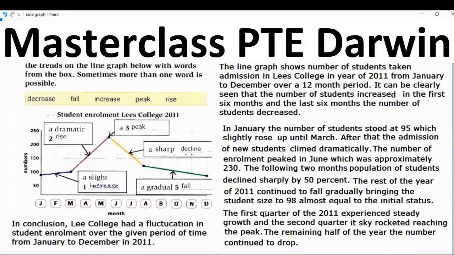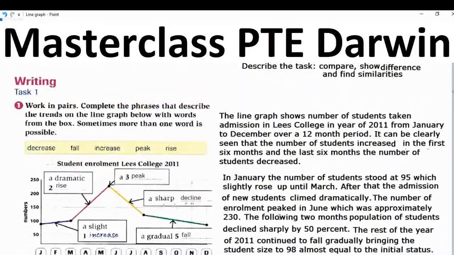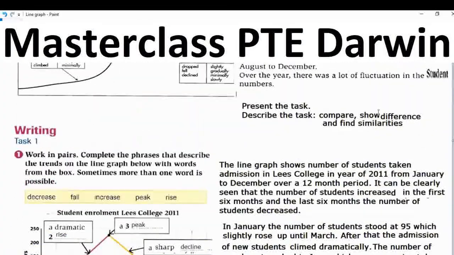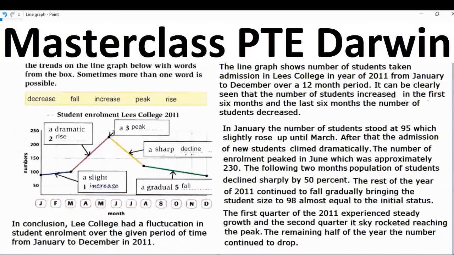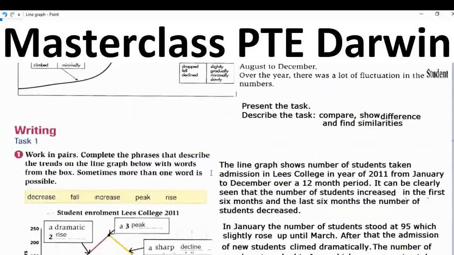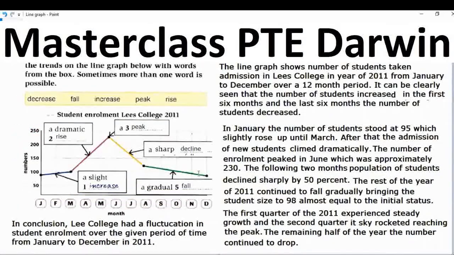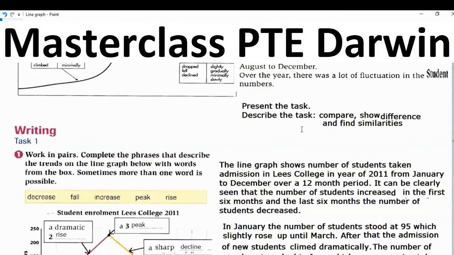So here, we try to find similarities. You see, like over these 2 months, there was an increase. Or over the first 2 quarters, we had a rise. So we have found similarities. Find differences. What is the difference? The next 5 or 6 months, there was a decline. So it is like differences.